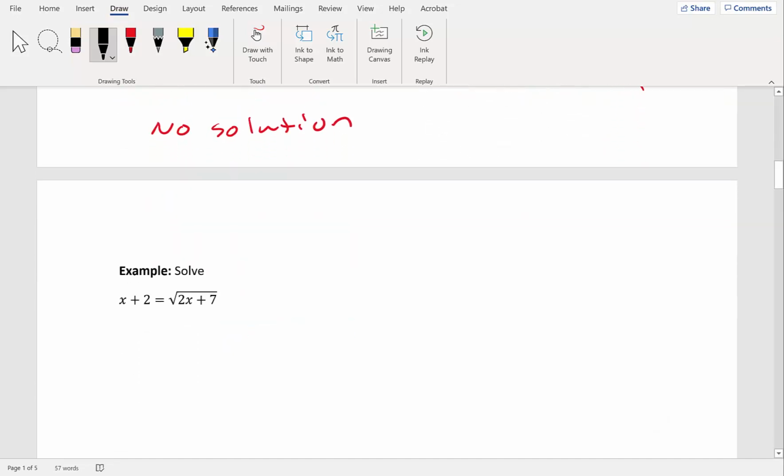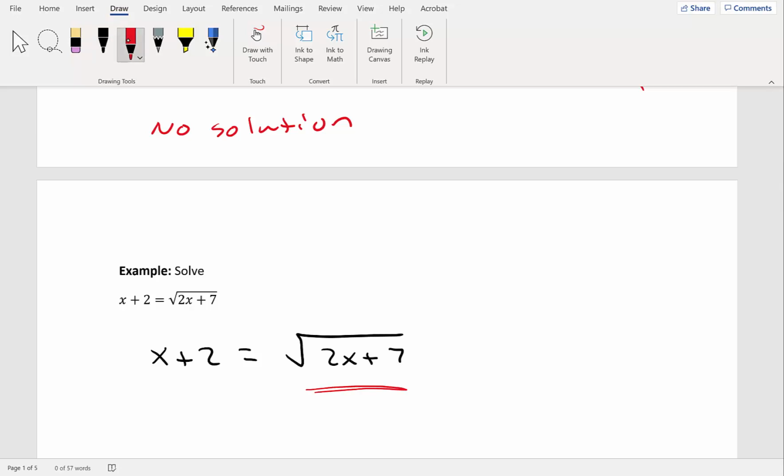Let's try this next problem out. This one a little bit more difficult. So we have x plus 2 is equal to, now I have the square root of 2x plus 7. Now my radical expression is already isolated. It's just on the right-hand side this time. So now let's go ahead and raise both sides to the power of the index, which in this case is 2. So square root, second power, cancel out with each other.